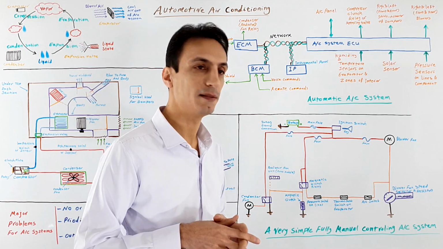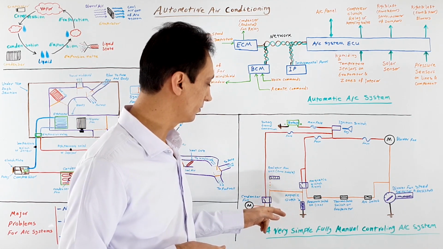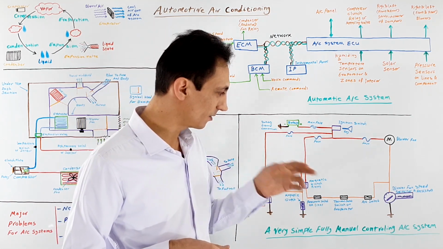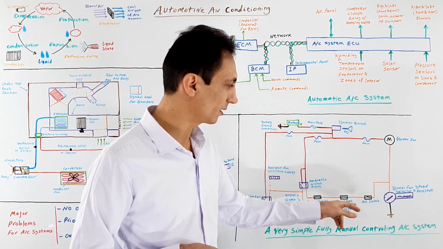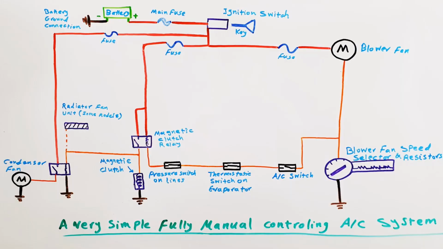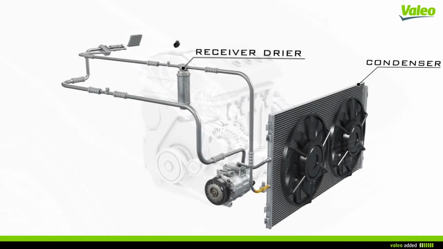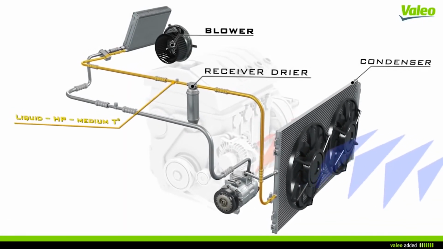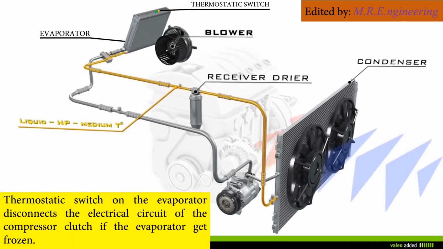Now, as I said, manual systems use switches on their controlling circuits, and they connect or disconnect electrical power for compressor clutch and condenser fan. Some of these switches are controlling switches and some are safety ones. Controlling switches like AC on button and blower fan speed selector on your car's AC panel, and another controlling switch is thermostatic switch on the evaporator that senses the temperature of the evaporator and protects that against getting frozen and iced up, and if this situation happens, it opens the electrical circuit for compressor clutch until the evaporator gets unfrozen and its temperature is back to about 30 degrees Fahrenheit.